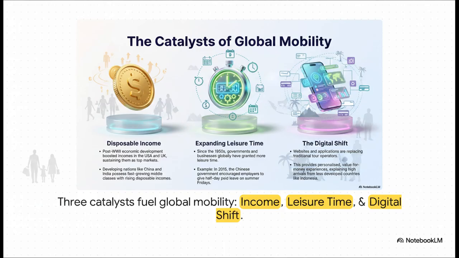First, people have more disposable income, especially with the booming middle classes in places like China and India. Second, there's more leisure time. Think about China's paid half-day Friday policy. And third, you've got the digital shift. Travel apps have made planning cheaper and more personalized, which helps explain that huge surge from countries like Indonesia.